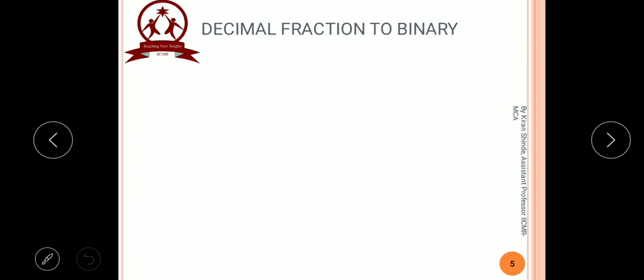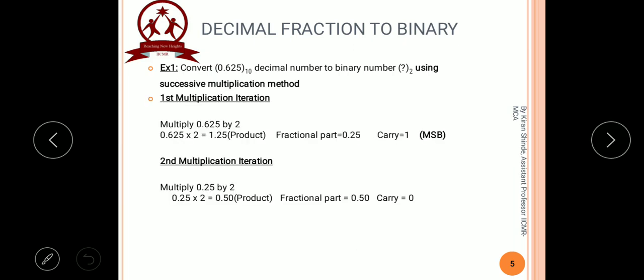Now we will be learning decimal fraction to binary. For that you have to look at the steps here. There are two major differences between the normal conversion of a decimal number into binary and a decimal number with fraction into binary. The first difference is, in decimal to binary we divide the number by 2. In decimal fraction to binary we multiply the number by 2. And the second very important difference is, in decimal to binary we write the final binary equivalent from bottom to top, but here in case of decimal fraction to binary we write the binary equivalent from top to bottom. So with these two differences, let us start understanding.